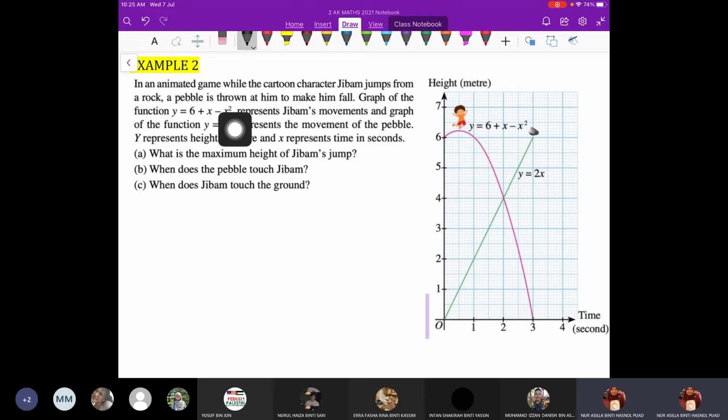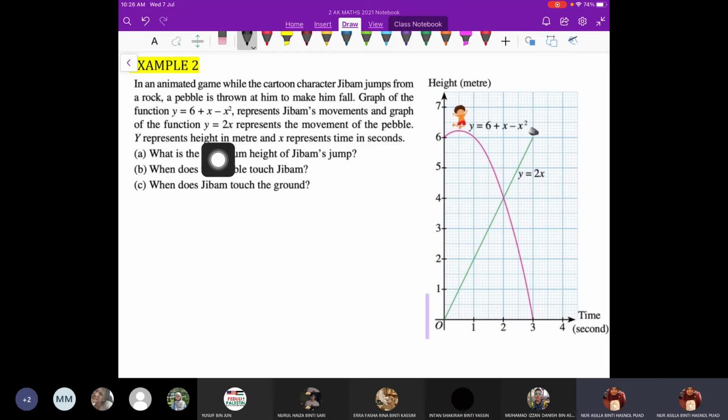Graph of the function. So graph of the function 6 plus x minus x squared. So yang merah. Tengok dia dah label. Kuasa paling besar adalah kuasa 2. Jadi ni adalah graf kuadratik. Okay, represents Jibam's movements and graph of the function y equals to 2x. So ini adalah linear graph. Represents the movement of the pebble. So pebble tu bergerak dengan garisan lurus. Sementara Jibam meloncat, dia bentuk dia macam kuadratik. Tapi yes, saya tahu in real life, pebble ni akhirnya dia akan jatuh juga kan. So sepatutnya dia satu kuadratik juga. Tapi kita assume dia adalah straight line. Okay.